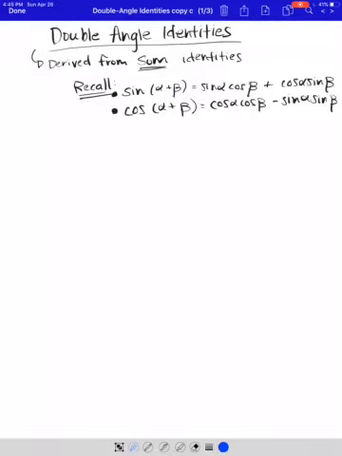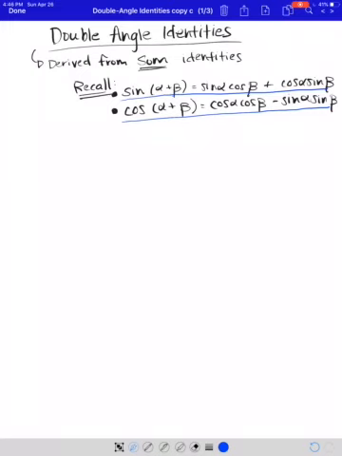Today we're going to take a look at double angle identities. Double angle identities are going to be derived from sum identities. So remember last time we had two sum identities. We had the sum identity for sine. It says sine of alpha plus beta is equal to sine alpha cosine beta plus cosine alpha sine beta. We also had the sum identity for cosine, which says cosine of alpha plus beta is equal to cosine alpha cosine beta minus sine alpha sine beta.